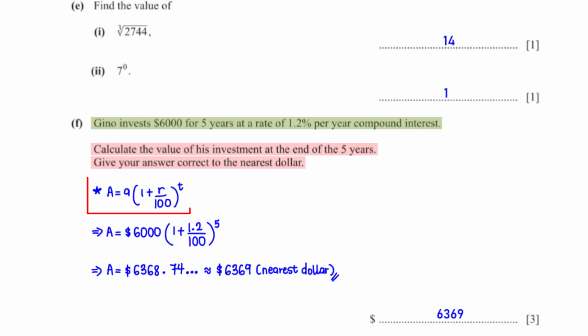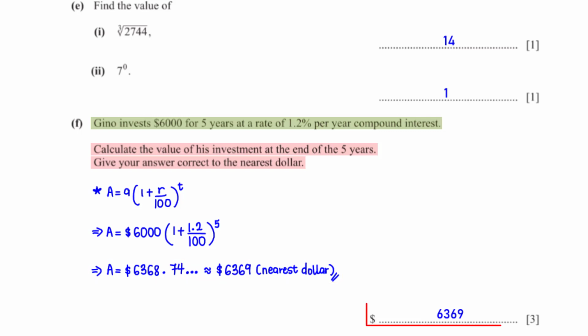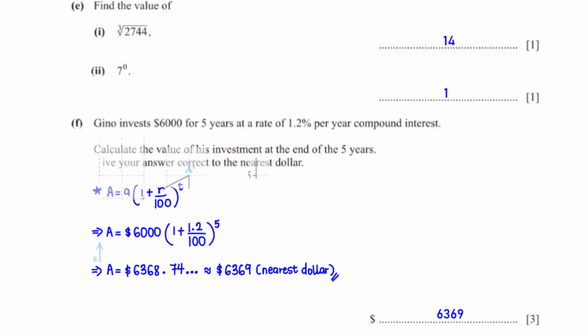In this case, we need to apply the compound interest formula. Big A represents the final value of his investment, which is what we are finding. Small a represents the amount he invested, which is $6,000. R is the rate, and that is 1.2. T is the time duration in years, which is 5. When we type this into the calculator, we get approximately $6,369 rounded to the nearest dollar.